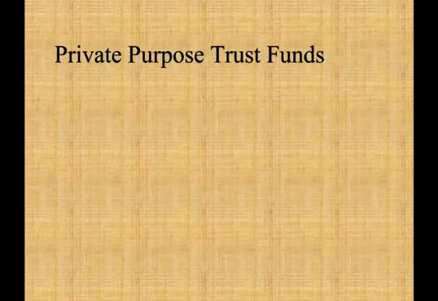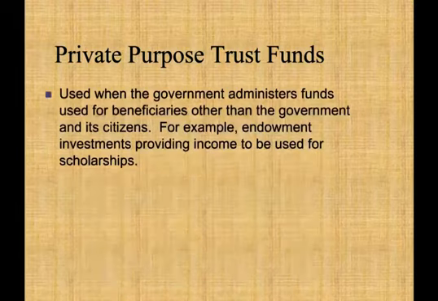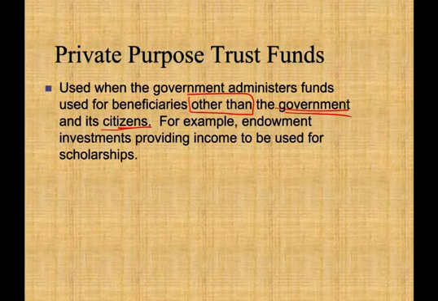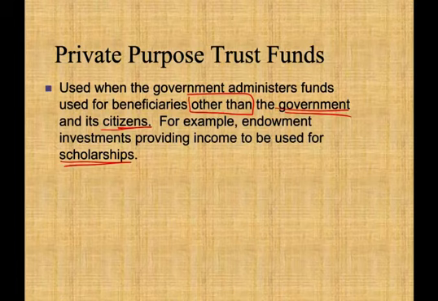Well, the private purpose trust funds are used for the benefit of somebody other than, so notice here, other than the government and its citizens. For example, you could have an endowment investment, which is an investment providing income to be used for scholarships, and those scholarships are specific. For example, they go to the kids of fallen police officers. So it's a specific group that's benefiting from that endowment.